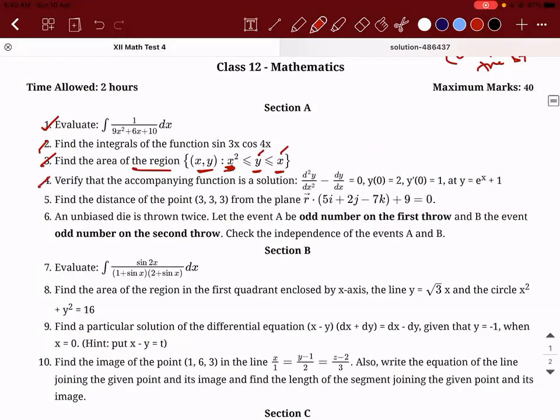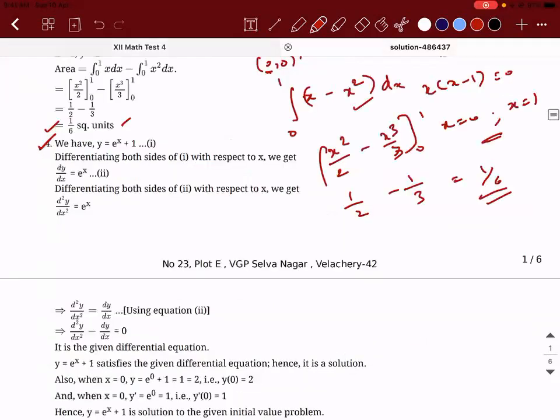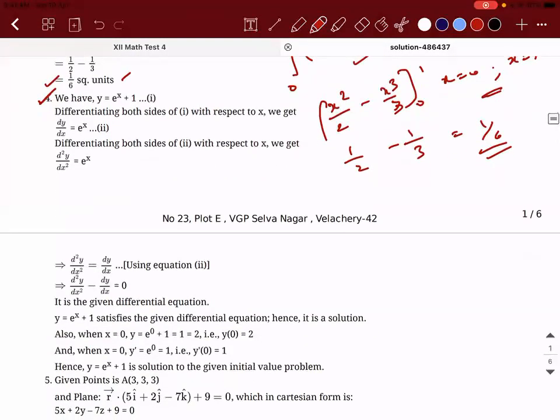Fourth one. Verify the accompanying function is a solution of this equation. So how to solve this? You need to differentiate it twice. So y is equal to e power x plus 1. Always take the question as the first equation. Then dy by dx is equal to e power x. Then what about differentiating it again? You get d square y by dx square is equal to e power x.